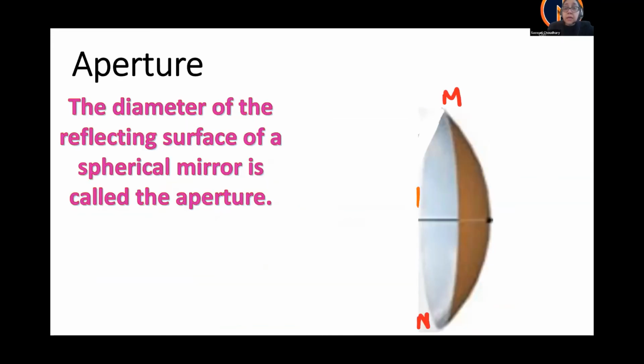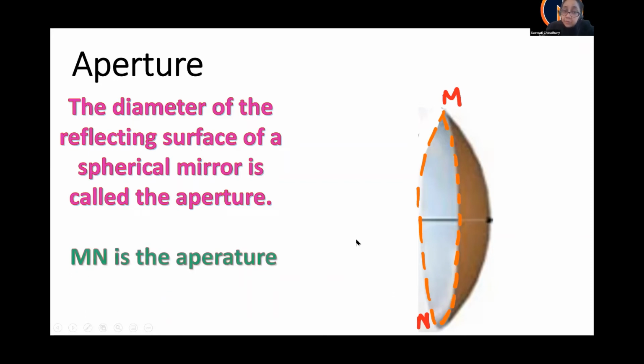Okay, now coming to the aperture. The diameter of the reflecting surface of a spherical mirror is called the aperture. So you can see that this is a reflecting surface, right? Now the reflecting surface has a diameter and we call it the aperture. In this example, I have used the letters M and N. So the distance between M and N, we call the aperture.